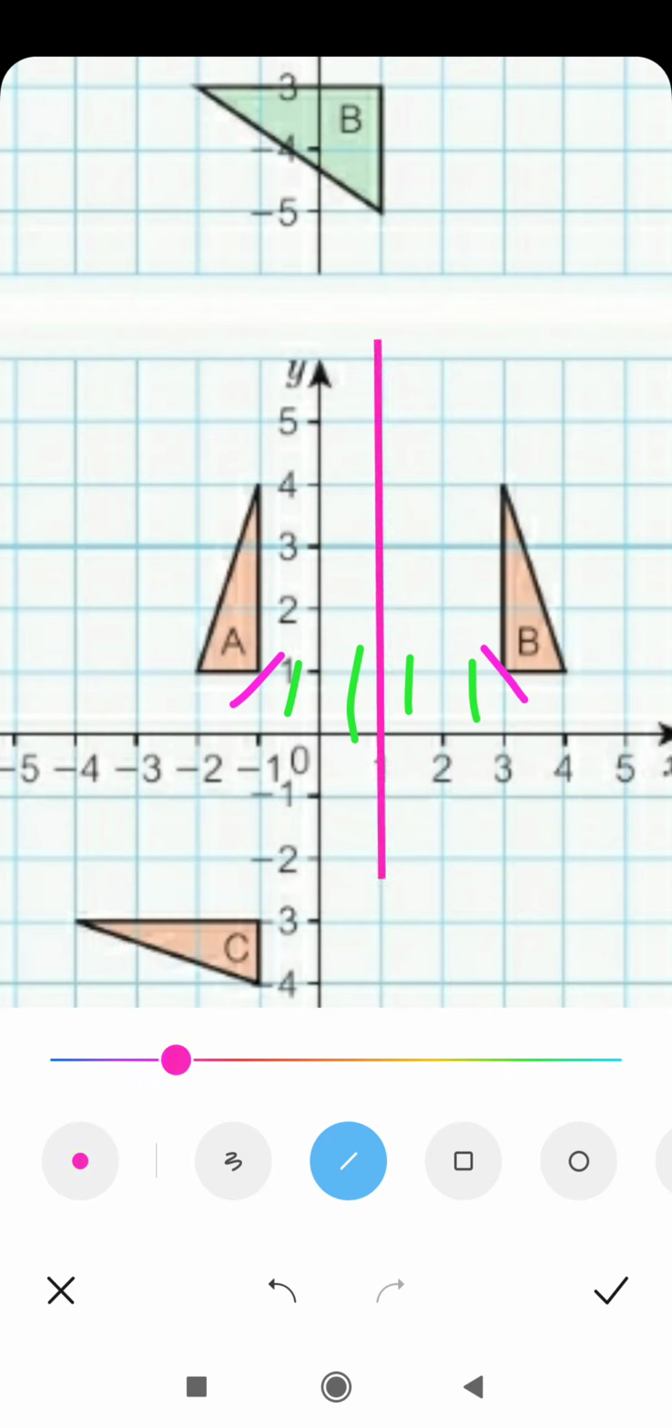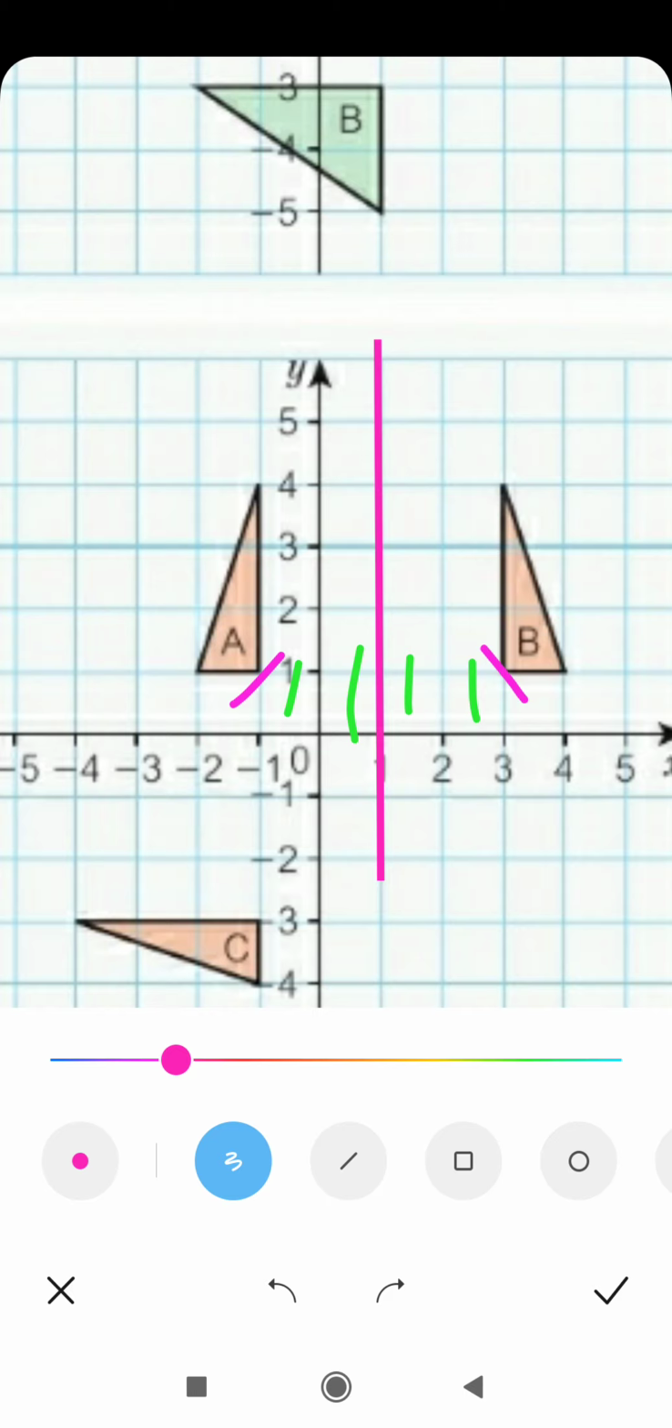You see it? Because we have 2 here. We have 1, 2 here and 1, 2 here. You see it? Very good. So the line of reflection must be between the shapes, and it has to be in the middle between them.